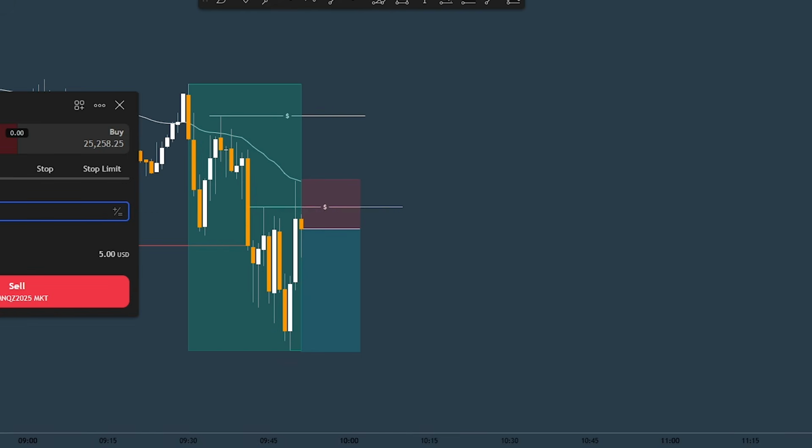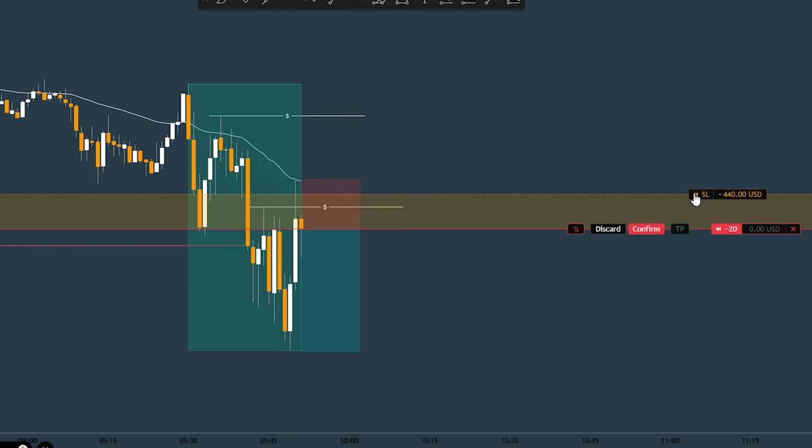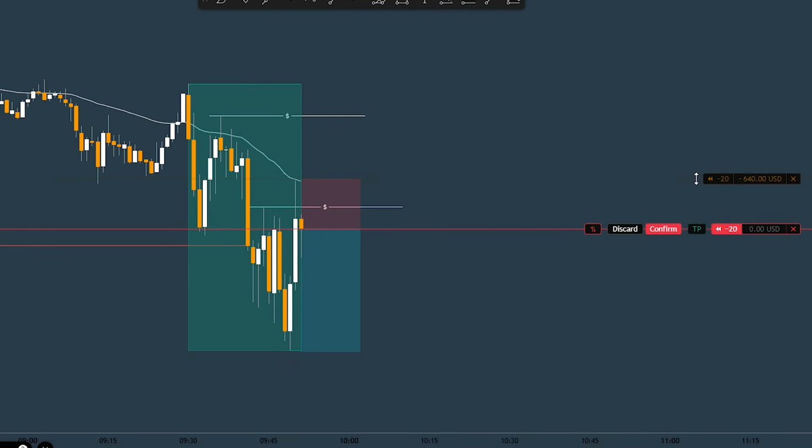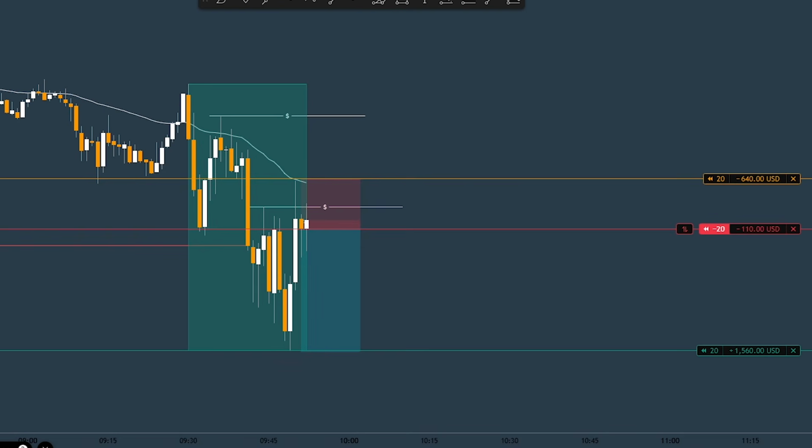So one contract, how much is it? Around 20 points. So you can do around 20 contracts at the high. So we're risking 600 here to make 1.5 thousand. Normally risk 1,000, but okay. So we're in drawdown.